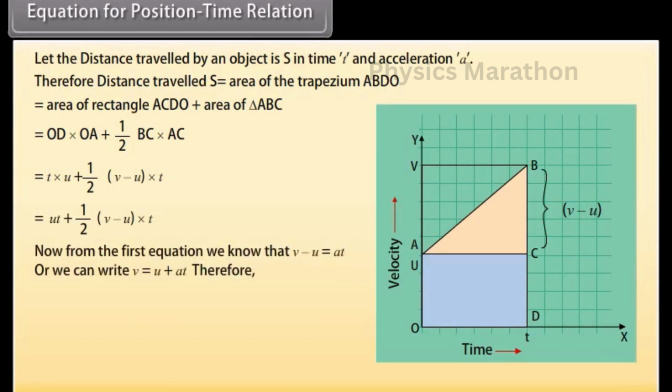Now from the first equation we know that v minus u is equal to at, or we can write v is equal to u plus at. Therefore, s is equal to ut plus 1 upon 2 at square. This is the second equation of motion.